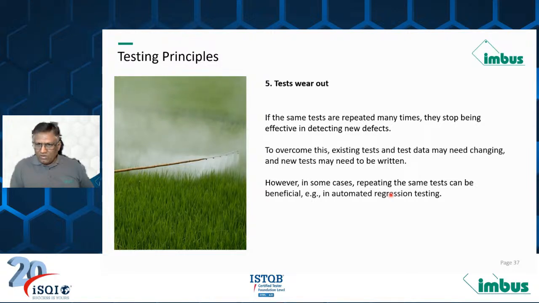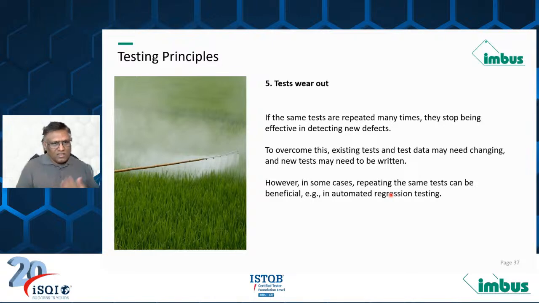Again, test wear out. This is one of the important principles that we need to understand, right? As a testing team, we tend to repeat the same test again and again with the same type of data or environment. And we have that false impression that the product is of high quality because we repeated the same test 10 different times and we got the same results. This could be a misconception.